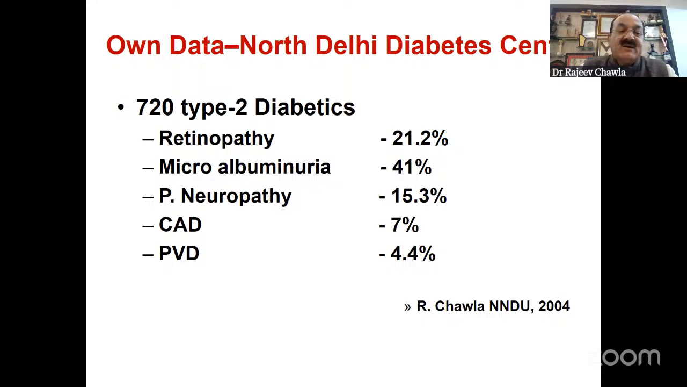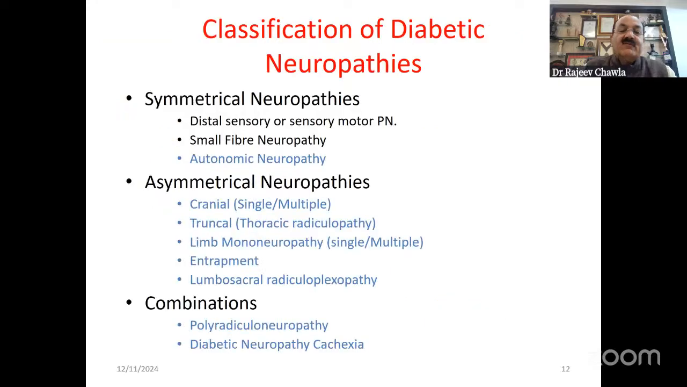We picked up 720 type 2 diabetes patients and we found that retinopathy was seen in 21% of patients. Microalbuminuria was seen in 41% of patients. Neuropathy in our study was seen in 15%, and it is a known fact that peripheral neuropathy is more common in southern patients as compared to North Indian patients. CAD was in 7% and PVD was almost alike what you have seen in Dr. Ramachandran's study, where it was close to 4%.